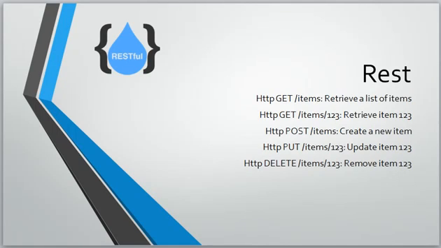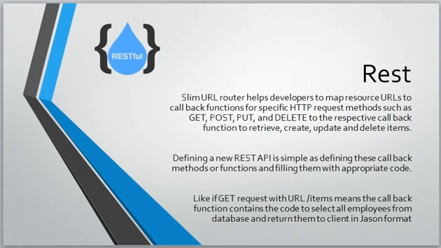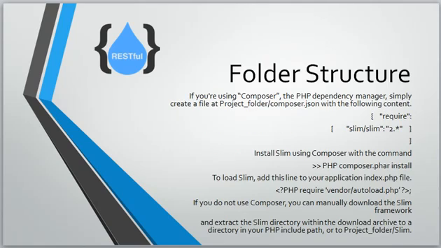The Slim URL router helps developers map resource URIs to callback functions for specific HTTP request methods, such as GET, POST, PUT, and DELETE, to retrieve, create, update and delete items. Defining a new REST API is as simple as defining these callback functions and filling them with appropriate code. Like, a GET request with URL/items means the callback function contains the code to select all employees from the database and return them to the client in JSON format. That's all.